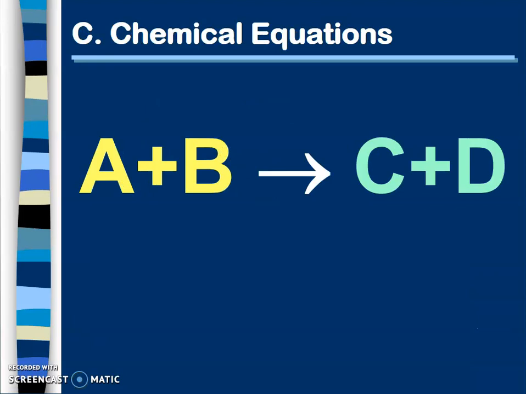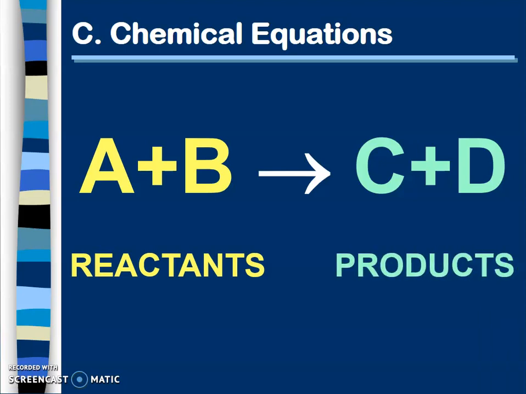Okay, let's talk about some vocabulary that we're going to use so that we can use proper terminology as we work with these equations. When you're talking about what goes into a chemical reaction, you're talking about the reactants. Those are the ingredients. When you are talking about what comes out of the chemical reaction, what is the ending? That is the products. Those are your products or your outcomes.